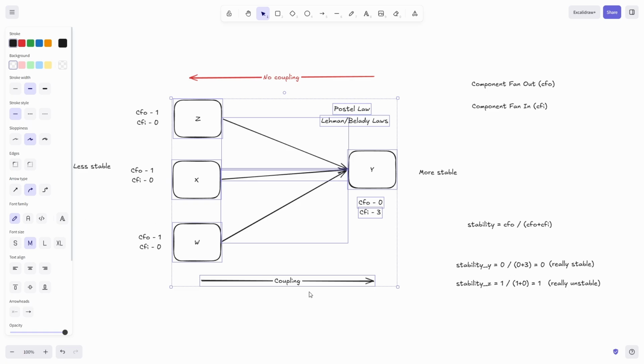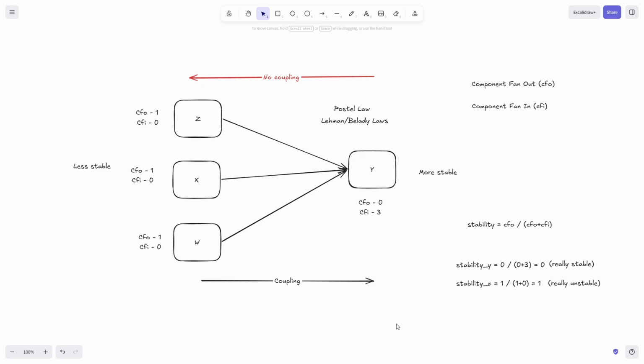Yeah, that's what I wanted to share about coupling. Some of my thoughts about it.